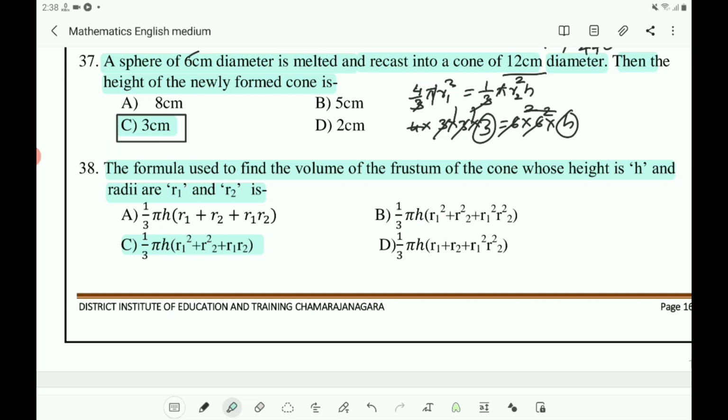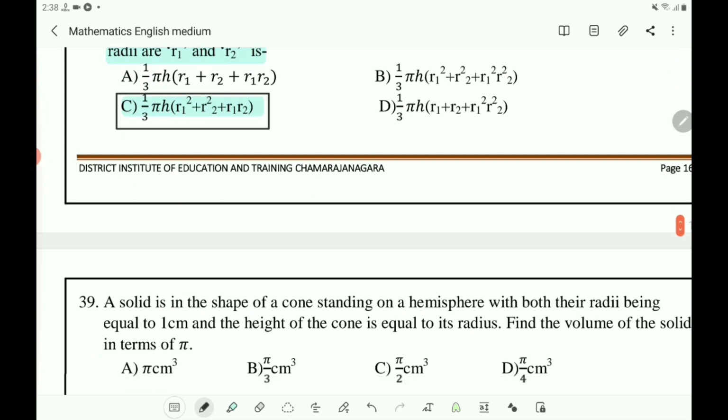So which is the answer? Option C is the answer. Option C is the answer. Note it down. Then you take the next question.